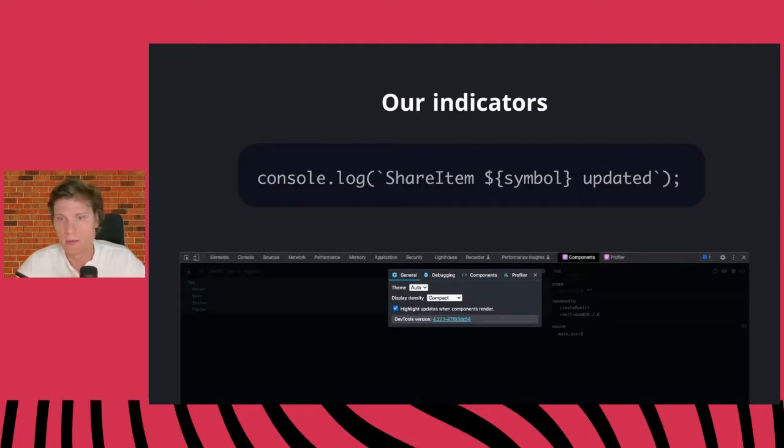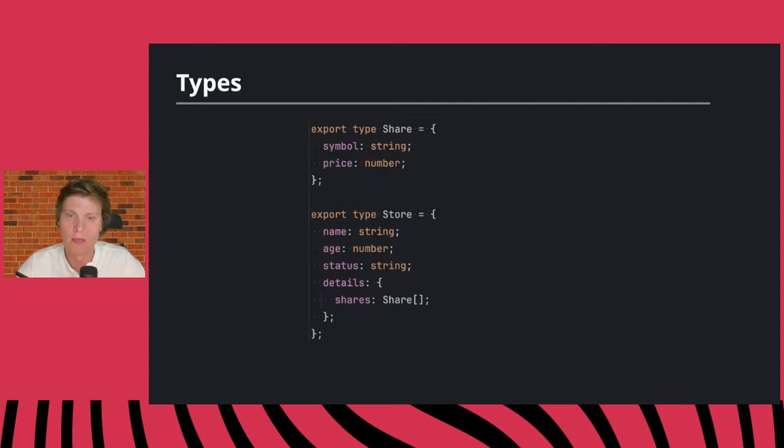And yes, our indicator is going to be a console log. I'm going to check the symbol from the share item, and I'd like to see whether this item is updated or not, and nothing else being updated. So, for example, if I do a manipulation with the share item, I'm expecting that only that specific active share item re-renders and nothing else.